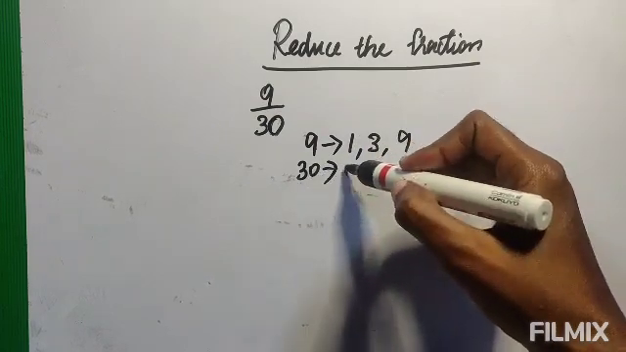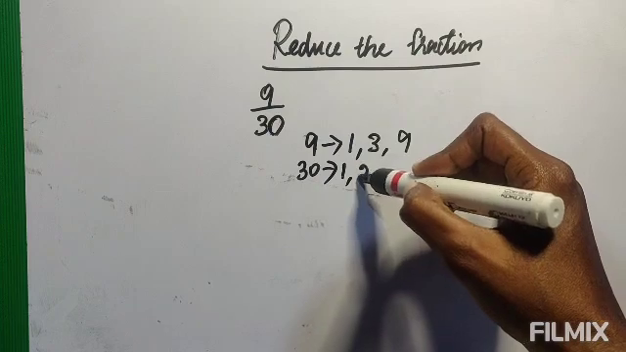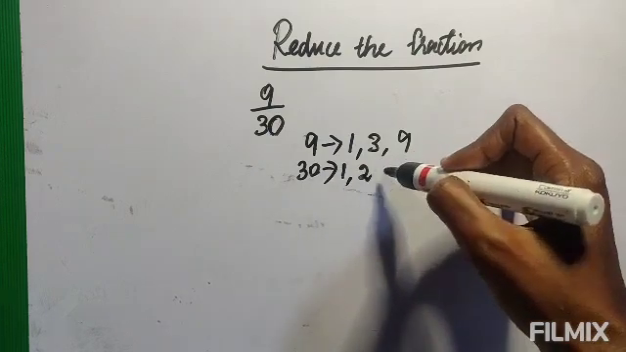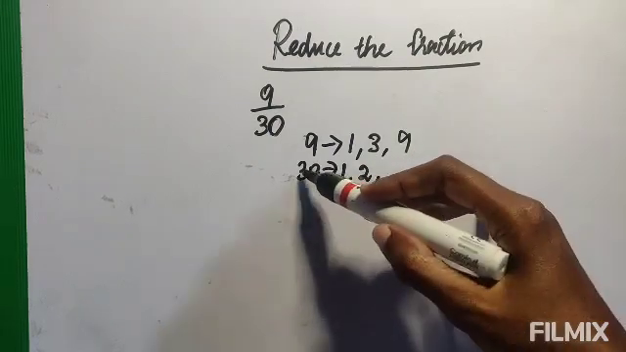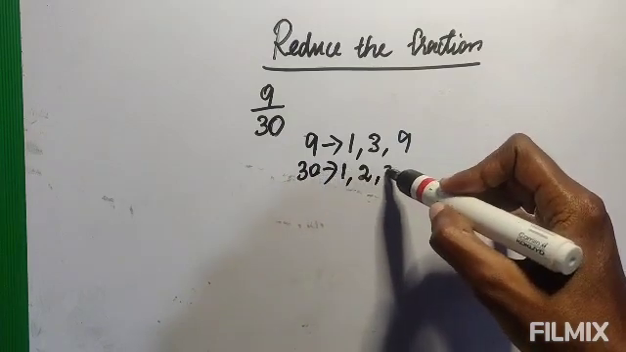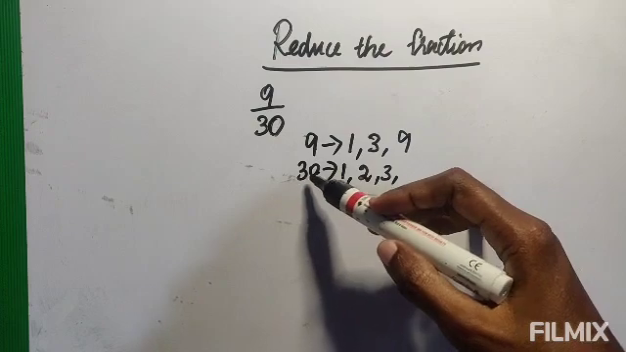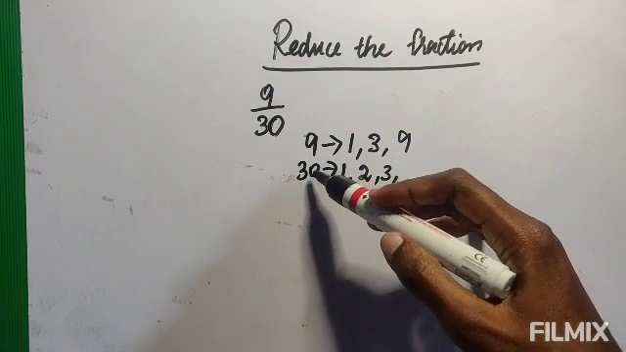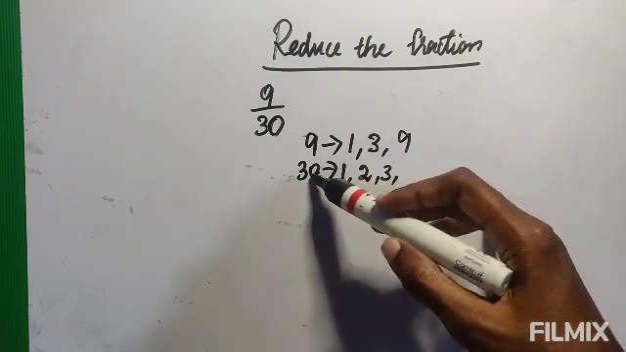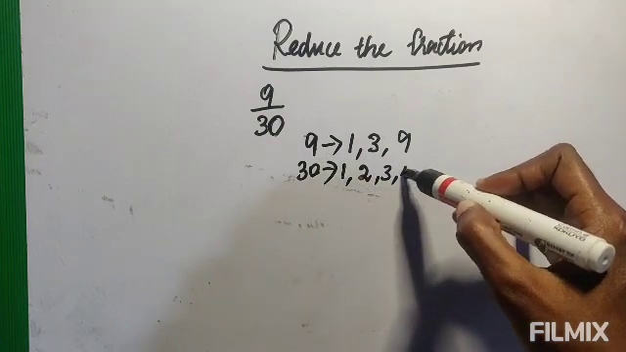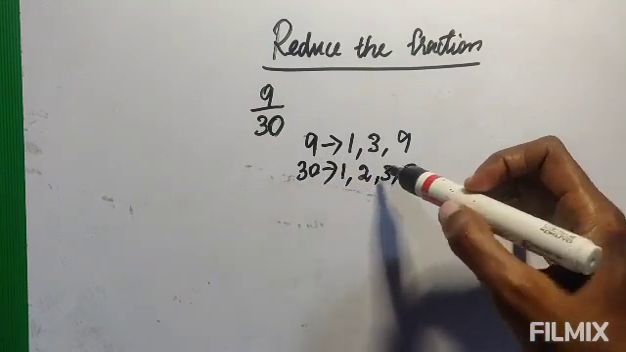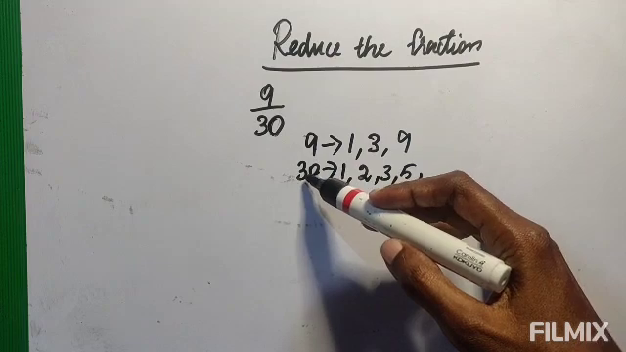Now 30, if we take, 1 can divide. Again 30 is an even number, so 2 can divide. Again 30 comes in the 3 table, so 3 also can divide. Again 4, this is not coming in the 4 table, so 4 cannot divide. Again 5, it is ending in 0, so 5 can divide.